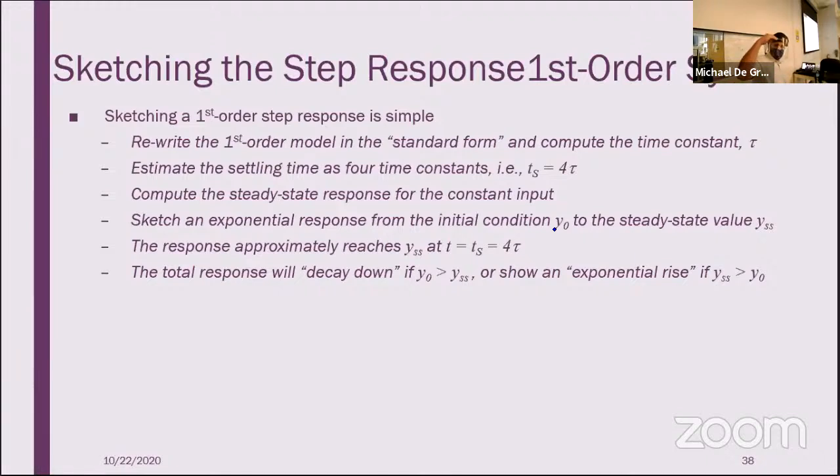The response reaches steady state at 4 tau. And the total response will decay down if y naught is greater than steady state, but it will grow upward if it is less than steady state. These are the general rules. If you follow these steps for drawing a first order response, it should be good.